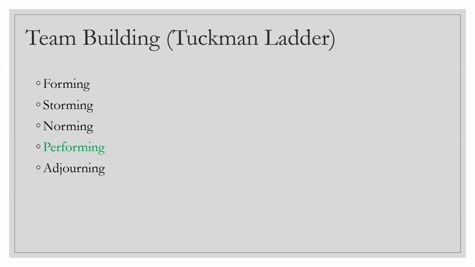Okay, so remember this order. Forming is forming the team, storming is the friction in the team, the disagreement in the team, norming is when the team settled down and the work culture and the work relationship is pretty good in the team.